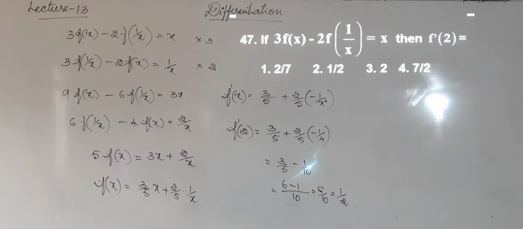We are asked to find out f dash of 2. Put x equal to 2 here. We get 3 by 5 plus 2 by 5 into minus 1 by 4. So 3 by 5 minus 2 gets cancelled, 1 by 10. Take LCM, 10 is the LCM. So 6 minus 1, 5 by 10, which is equal to 1 by 2. Second option is the correct answer.